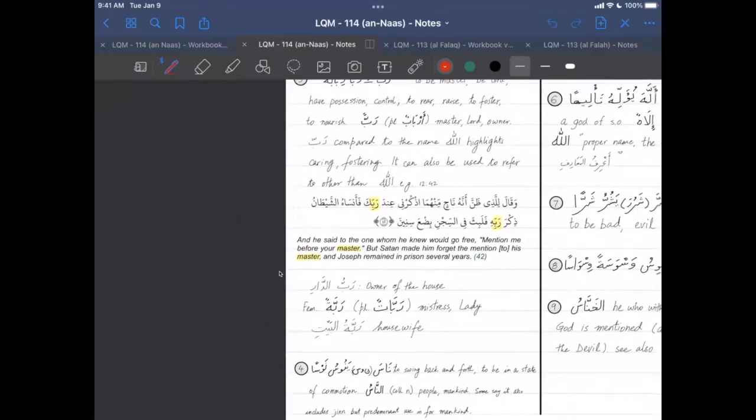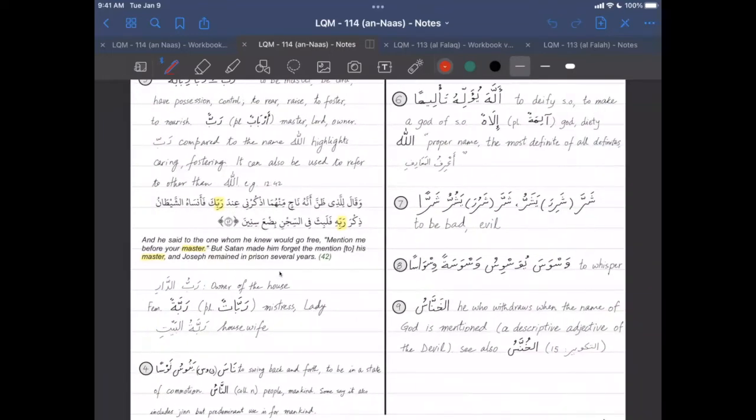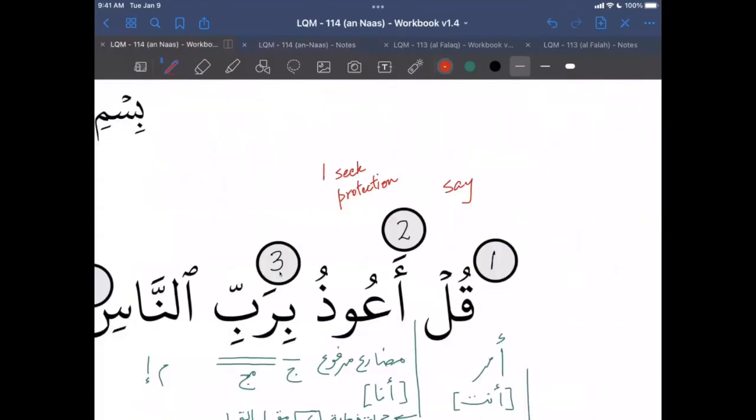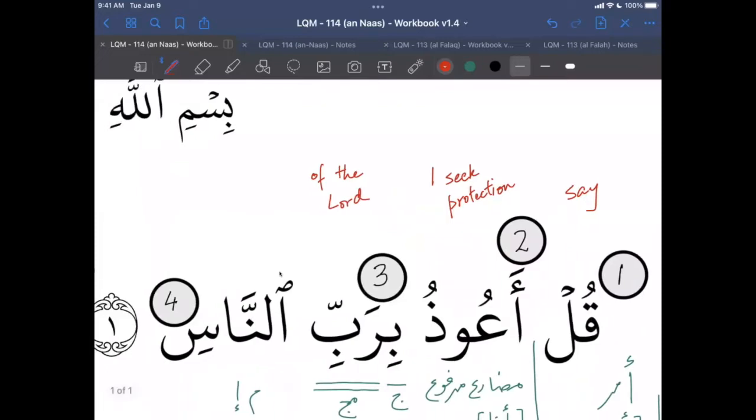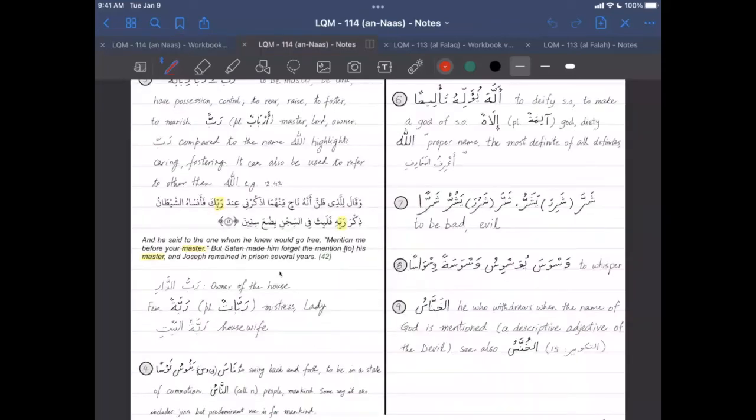Yeah, so Rabb, in the end, most of the time when we are translating, we will translate this as Lord, meaning Allah subhanahu wa ta'ala. In this case, definitely that's what the meaning is. Say, I seek protection of the Lord. An-Nâs. The simplest translation is people or mankind, but let's look at what we know about this word.